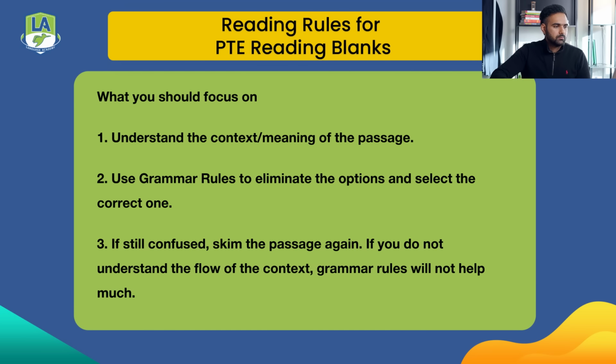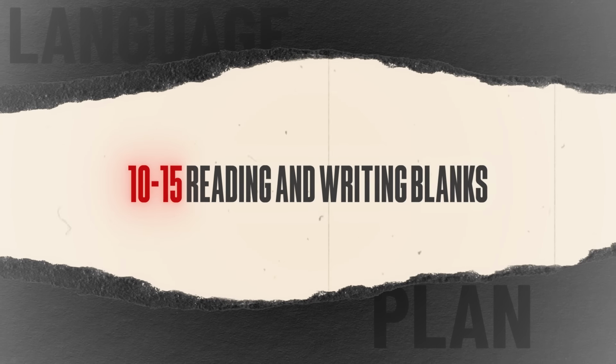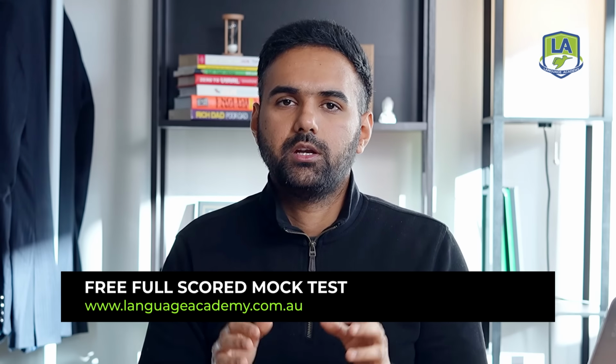As I've told you, it's important that you understand the context, understand the meaning of the passage, then use grammar rules to eliminate the options. If you're still confused, skim the passage, select the option which best relates to the passage. Now what I want you to do is practice at least 10 to 15 reading blanks and 10 to 15 reading writing blanks every day. These are super important and will definitely help you crack your PTE test.